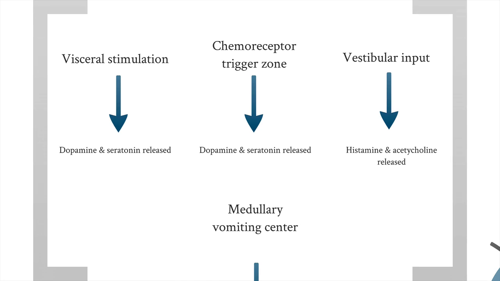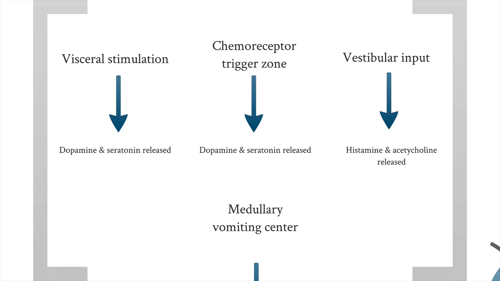So, in order to understand which drug to use in which situation, it's important to have a brief look at how nausea and vomiting works. Now, this is obviously highly simplified, but it's a useful schematic to understand the drugs. So there are basically 3 stimulants for nausea and vomiting. These are visceral stimulation, for example from the gut, stimulation of the CTZ, that's the chemoreceptor trigger zone, for example by drugs, and vestibular input, for example due to disturbances in the inner ear.